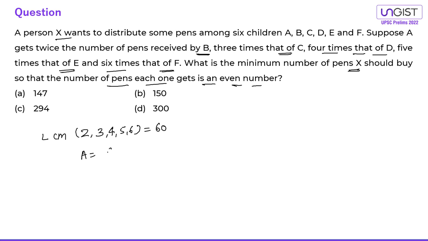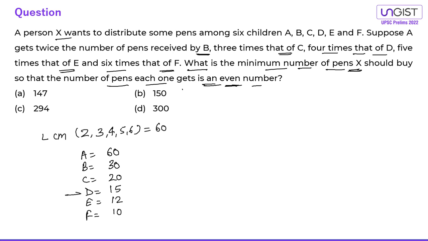So if A is getting 60 pens, B will get half of it, which is 30, C will get 1/3 of it, which is 20, D will get 1/4 of it, which is 15, E will get 1/5 of it, which is 12, and F will get 1/6 of it, which is 10. Now read the question: what is the minimum number of pens X should buy so that the number of pens each one gets is an even number?